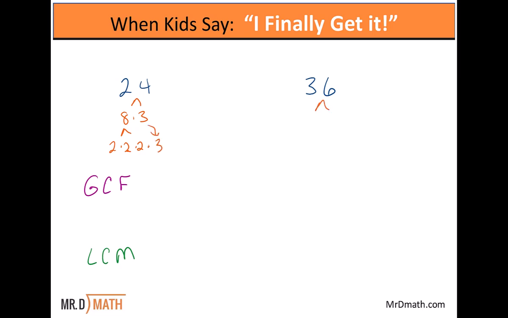And then 3 is already a prime number. It stays a 3. What about 36? Well, we have 6 times 6. Well, that's easy enough. 2 times 3 times 2 times 3, but I'm going to write it in order. 2 times 2 times 3 times 3.